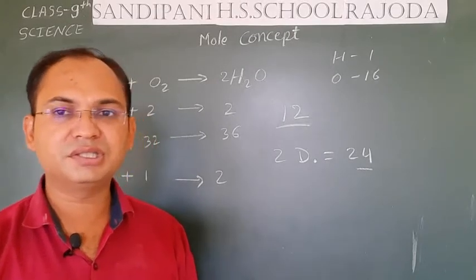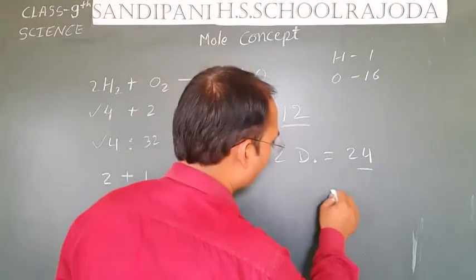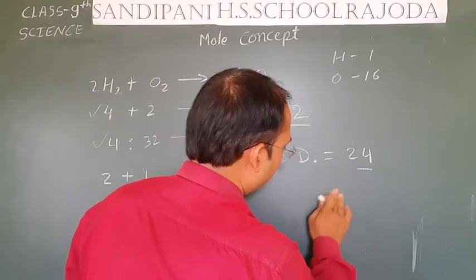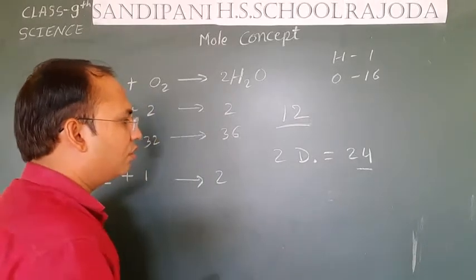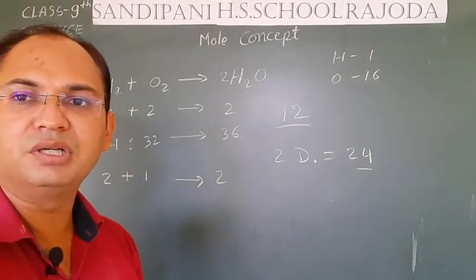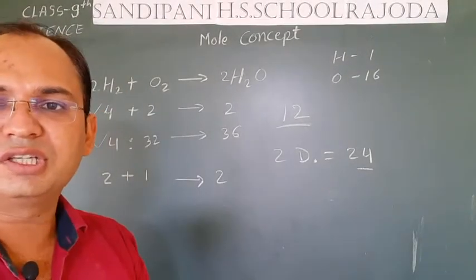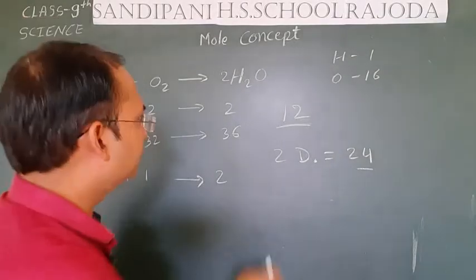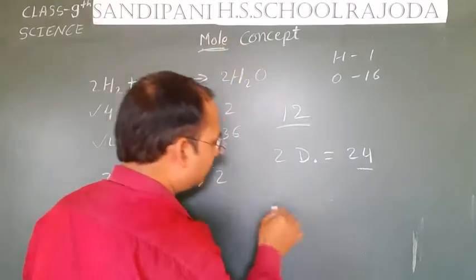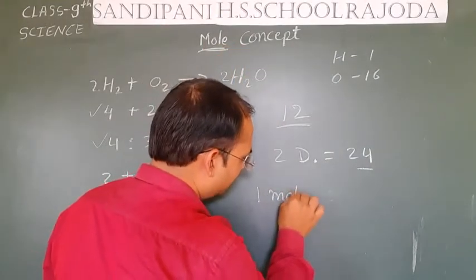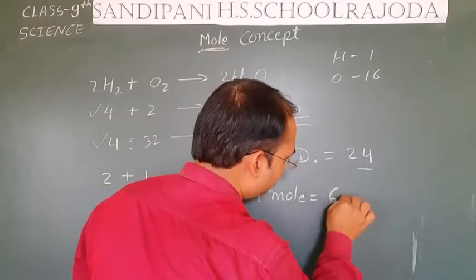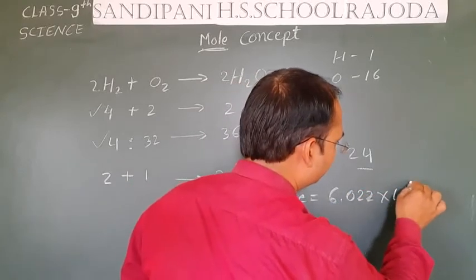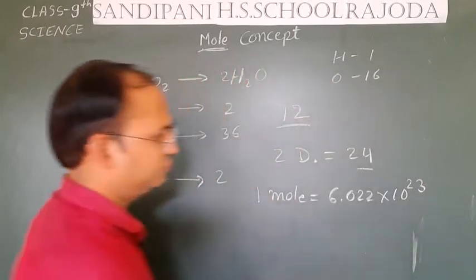In the same way, the number of particles that are expressed in terms of a bunch, and the value of the bunch is equal to one mole. The value of 1 mole is equal to 6.022 into 10 to the power 23. Here the mole means 1 mole is equal to 6.022 into 10 to the power 23.